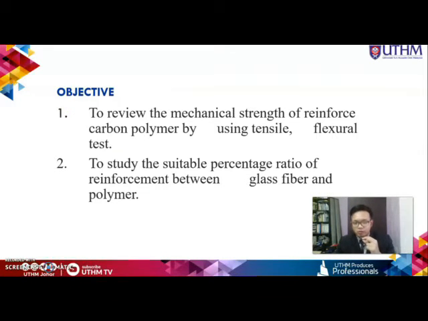So for this experiment, the first objective is to study the mechanical properties of reinforcement between the carbon polymer or the mixing using tensile and flexural test. The second objective is to study the sustainable percentage ratio of reinforcement between glass fiber and polymer.